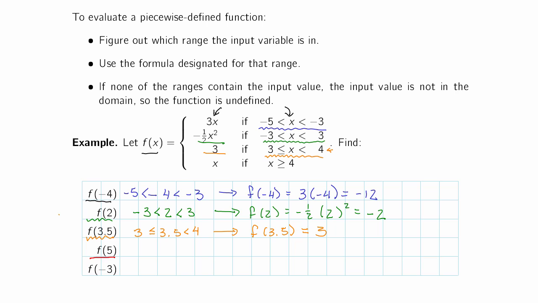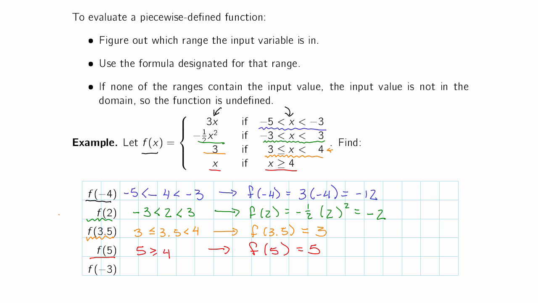If we have 5, well, 5 is greater than 4, which means that we use this formula. F of 5 is just telling us our input back. So f of 5 is 5.